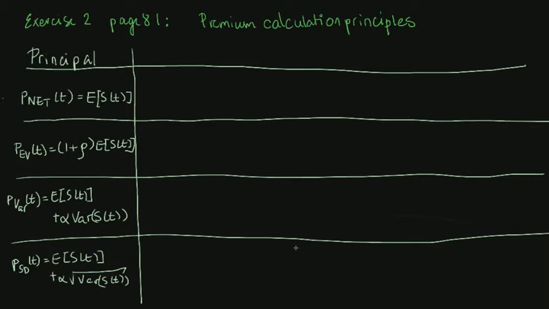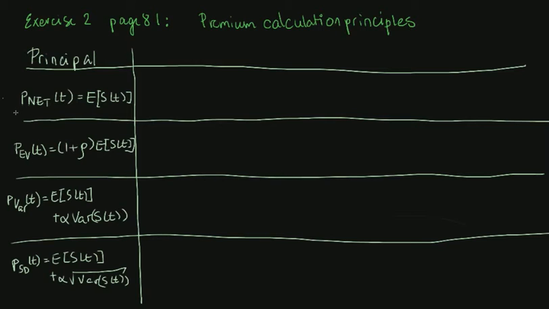We are now looking at exercise 2 on page 81, where we will consider certain premium calculation principles and look at which of them satisfy which theoretical requirements. So just to begin with, let's take a look at the different premium calculation principles. I will just explain to you guys what's the motivation behind each of them. If that doesn't interest you, then just skip to the next video where we will just be doing the solutions.